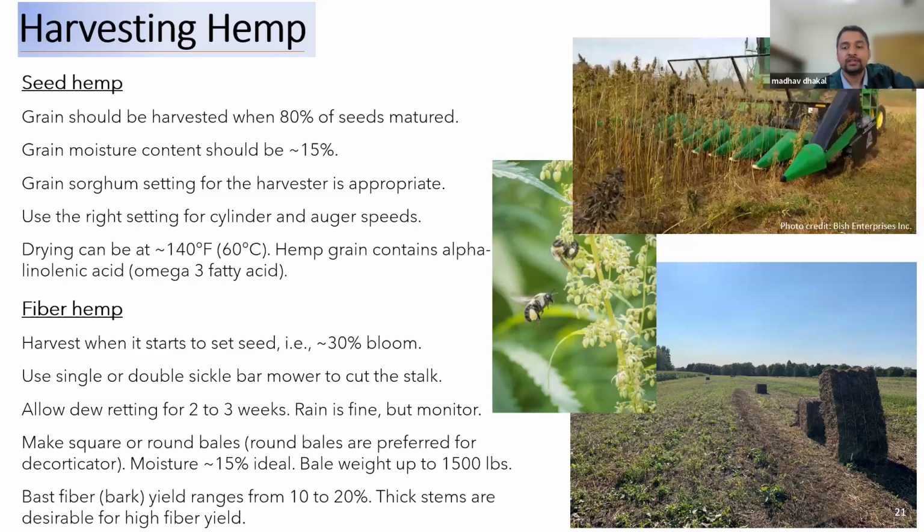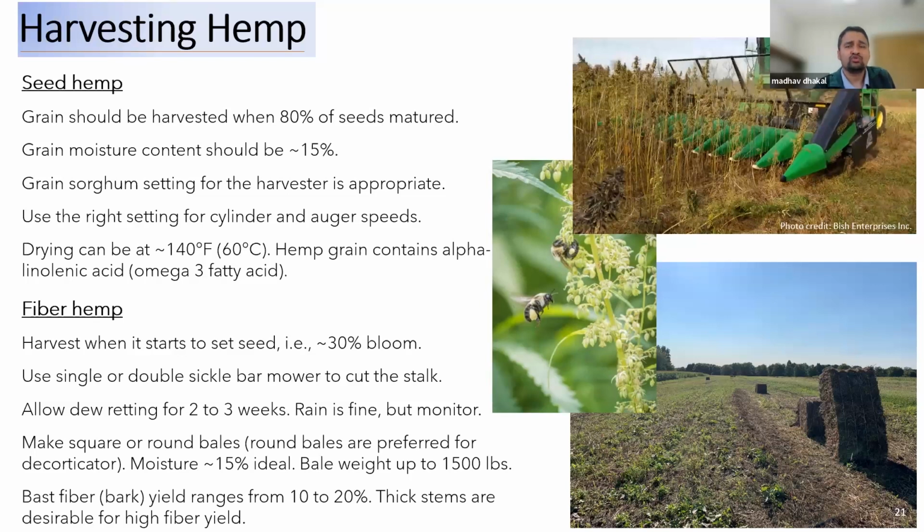Rain is fine. You just need to monitor the moisture content in the retted hemp mass, and make square and round bales. I would say round bales are preferred for the decorticator machine if you are taking it to the decorticator, and a moisture of around 15% is ideal. These are the square bales. Those were around 2,000 pounds in our facility, but I would say the round bales are about the same size.